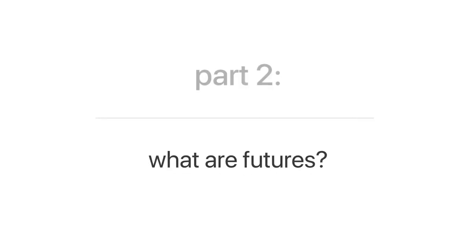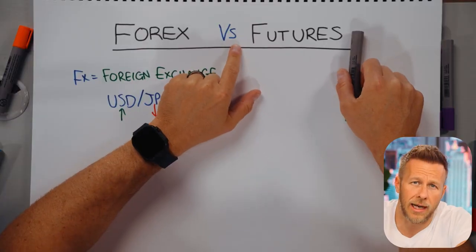Now, let's compare that to futures. A futures contract is a standardized agreement to buy or sell an asset at a predetermined price at a specific date in the future. Futures markets were originally developed for commodities. Farmers would agree to sell crops at a fixed price in advance to protect themselves from price fluctuations. And over time, futures markets expanded into many different assets. Today, you can trade futures on stock indices, currencies, oil, gold, interest rates, and many other financial instruments.